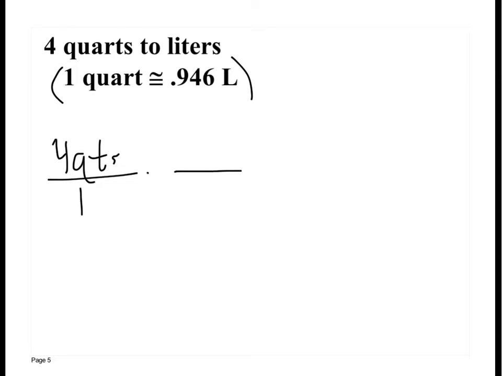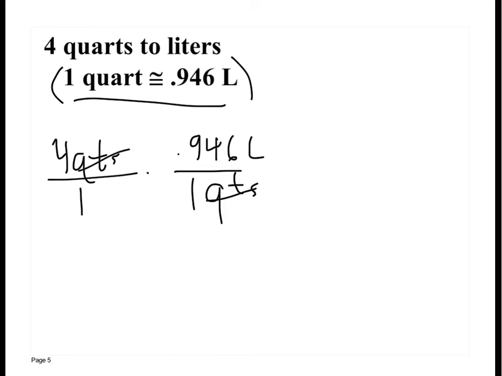I need to change my quarts to liters. So how do I get rid of quarts? Where would I put quarts? On bottom. If it's on top, I switch it. I put it on bottom. Okay? 1 quart, I found, is equal to 0.946 liters. That's my conversion rate. That's what I found on page 276.